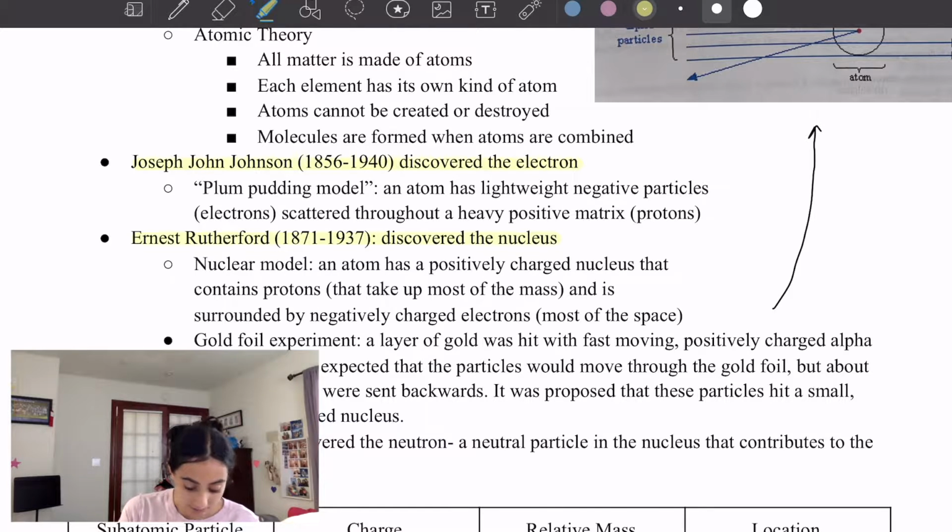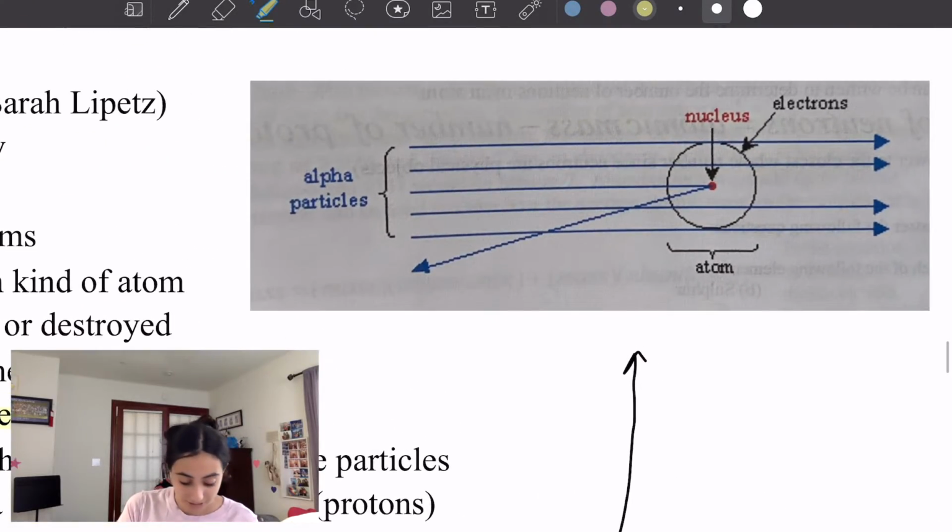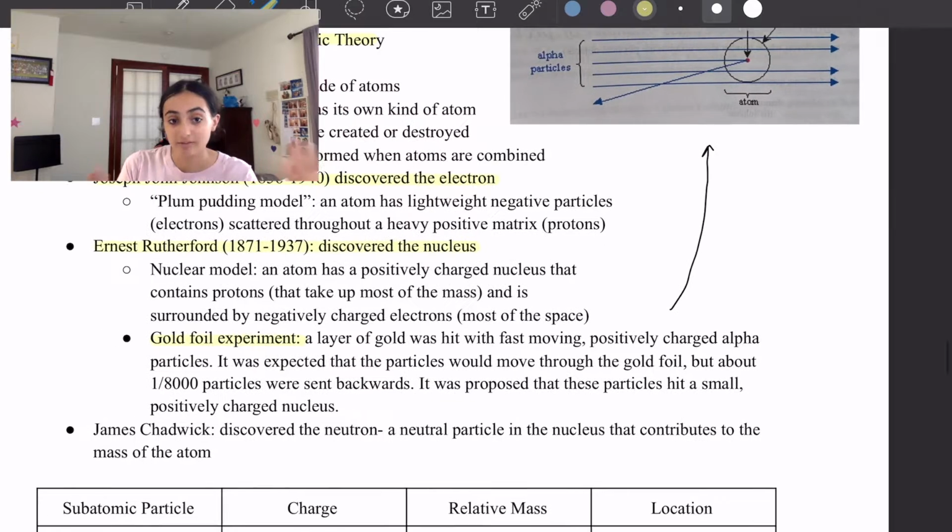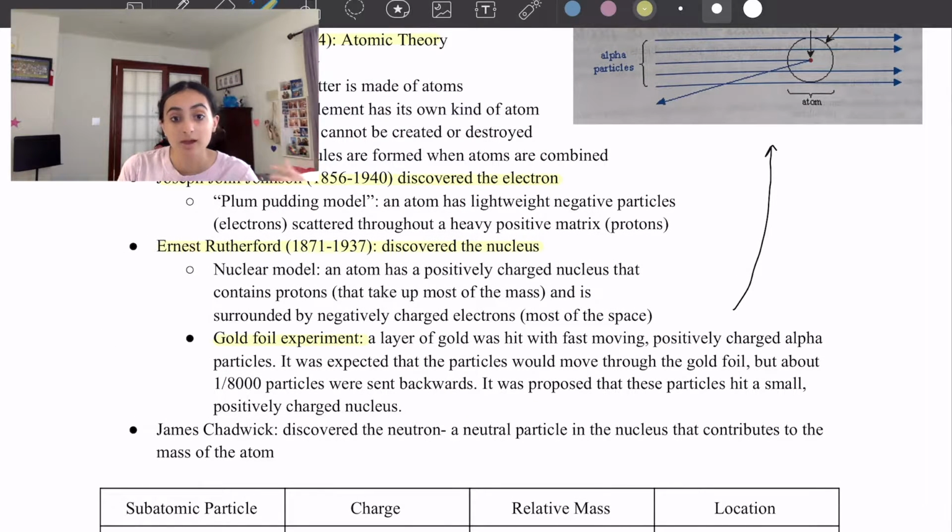He also used the gold foil experiment, which I've included a picture of up here. There was a layer of gold and it was hit with fast moving positively charged alpha particles, which you will learn about in nuclear chemistry. And the particles that were sent backwards from the gold foil were said to have hit a nucleus because you know that positive and positive repel each other. So when a positive particle is shot at a positive nucleus, it is going to repel. And that is one of the ways he discovered the nucleus.